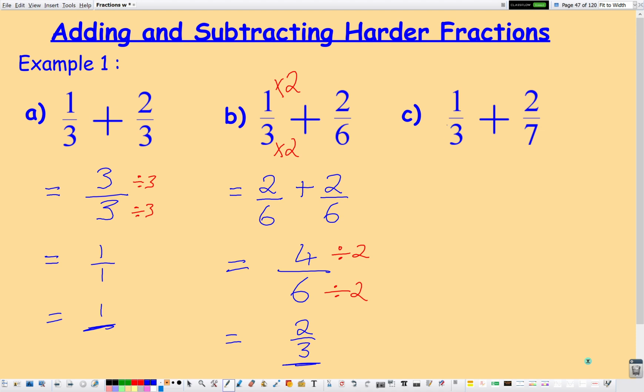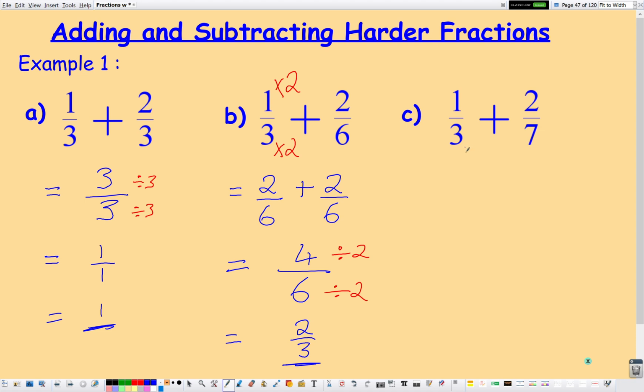Okay, now look at this next example. We again are starting with 1/3. This time we are adding 2/7. Now, in the last example, we were able to form an equivalent fraction which turned 1/3 into 2/6 and made these denominators match up. But we run into a problem in part C. The problem is there's no whole number that I can multiply 3 by in order to get to 7. 7 isn't in the 3 times table.